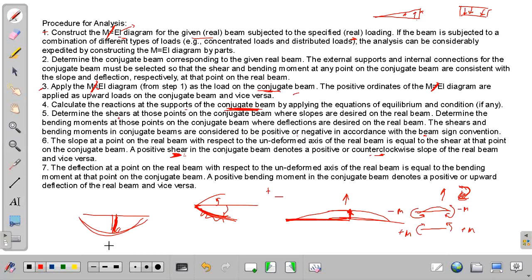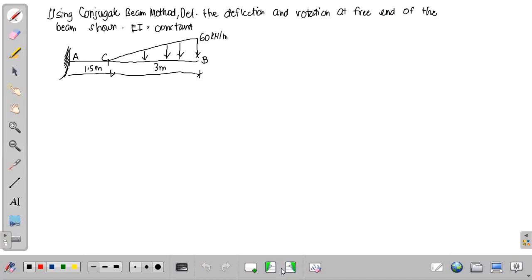Okay? For us to have a uniform, you have to remember our direction for bending moment and for the shear. Equivalent niya doon sa may real beam natin. Okay? So, ito lang yung procedure for the analysis of the conjugate beam method. Okay? So, for us to understand further the conjugate beam method, let's have an example. Okay? So, we have here an example.